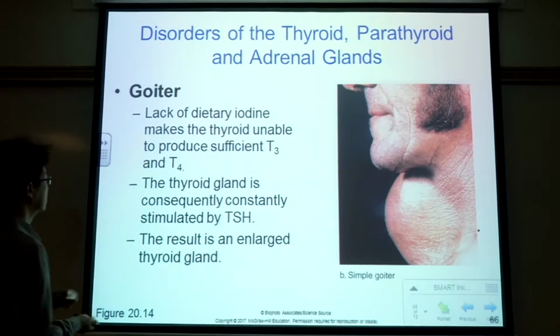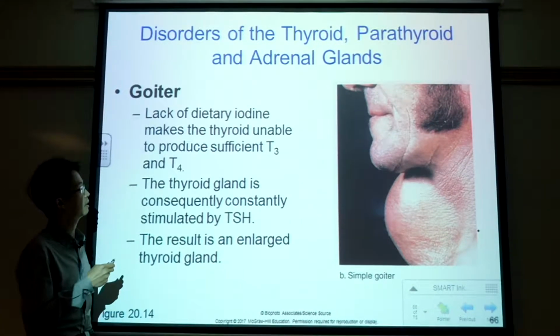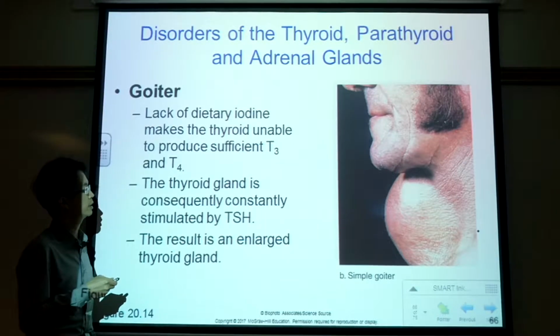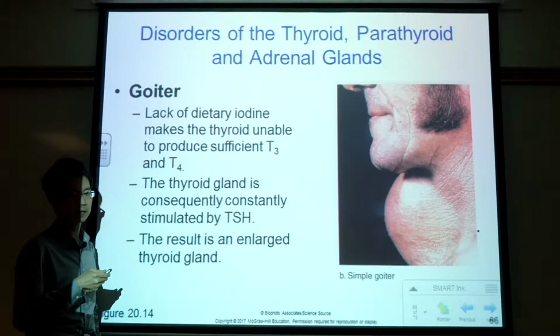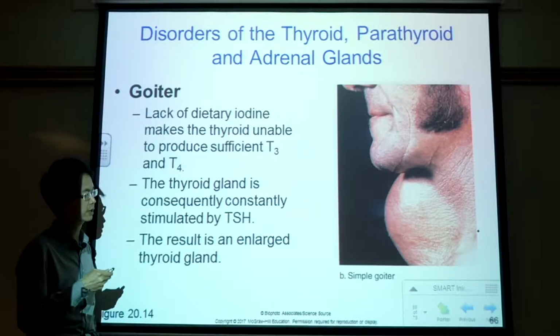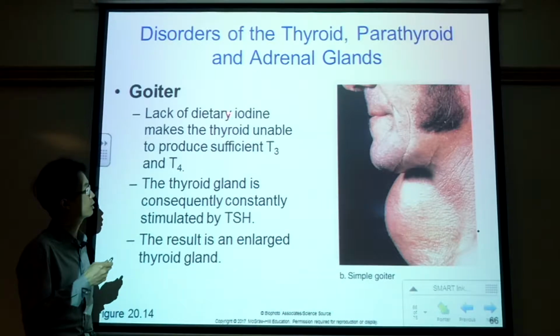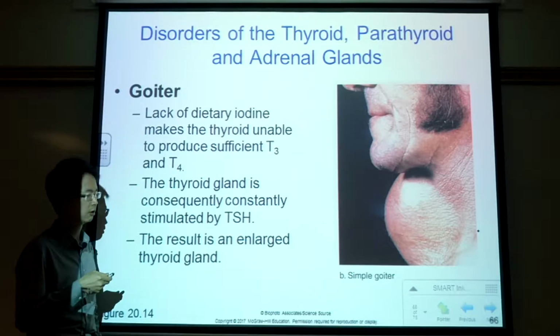Okay, goiter. Goiter happens because the diet of the patient does not have enough iodine in it. As a review, we know that T3 and T4, the thyroid hormones, require iodine atoms in order to be made. T3 requires 3 iodine atoms, T4 requires 4 iodine atoms. When we don't get enough iodine in our diet, the thyroid gland cannot make enough of the thyroid hormone.